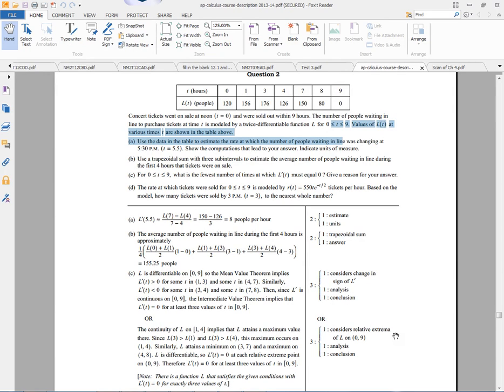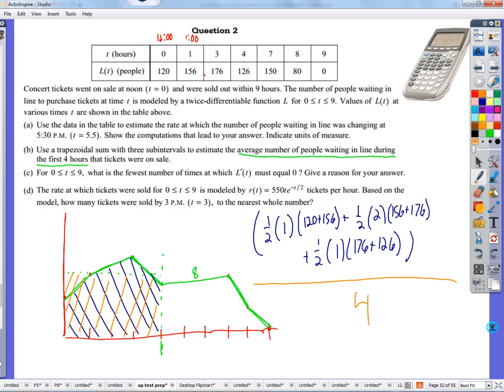Let's see. Analysis, conclusion. That's C, and now part D.